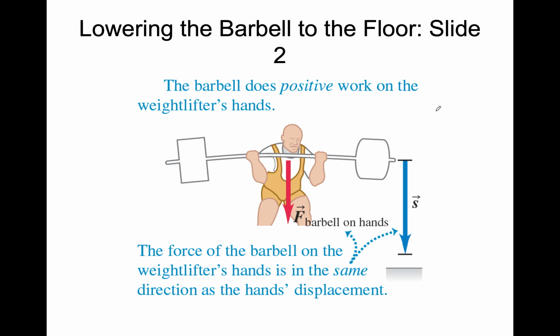Now this one is talking about another work. This one talks about the work done by the barbell on the weightlifter's hand. In this case, the force from the barbell on his hand is pointing down, and the displacement of his hand is pointing down. So the angle between force and displacement is 0.